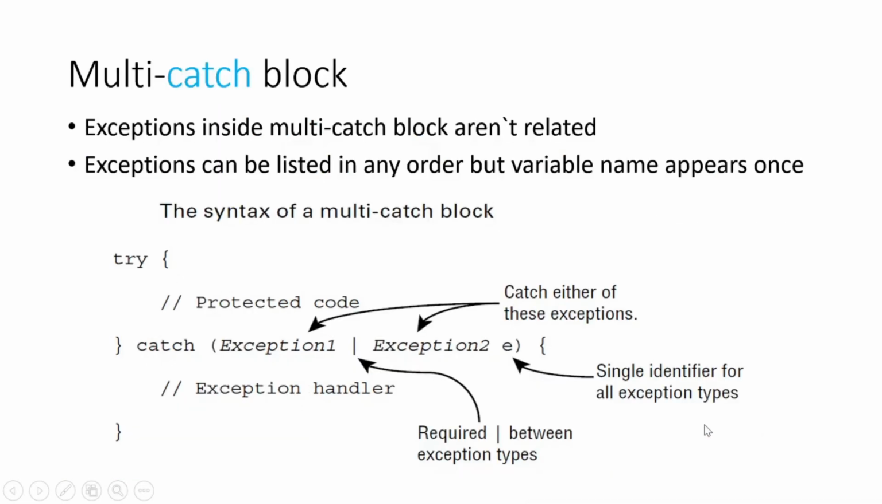Next is multi-catch block. Multi-catch blocks are to ease our program. If there are two or more exceptions with the same exception handling technique, we can put the exception types in one catch block and use OR in between, which is, as you can see here, a pipe sign, logical OR. Make sure that there is a single identifier for all exceptions.